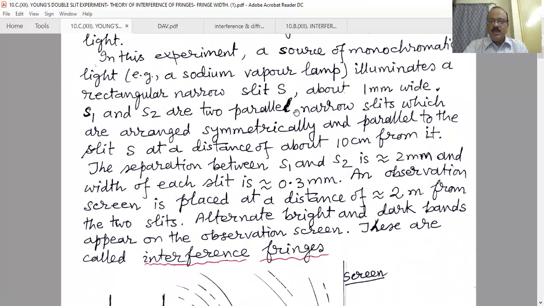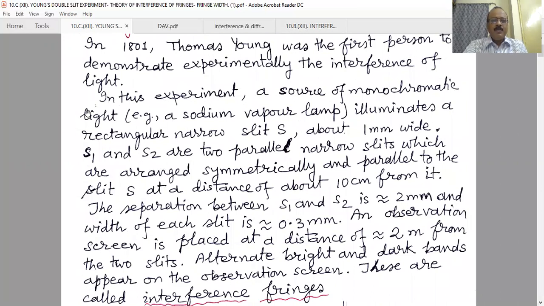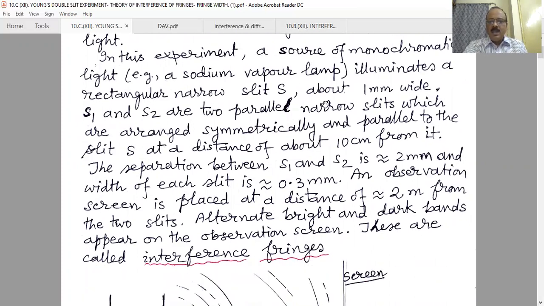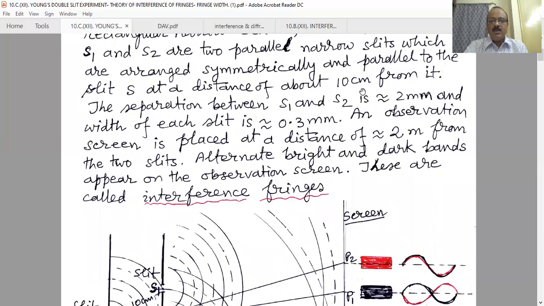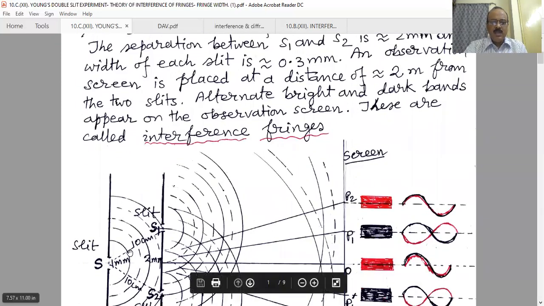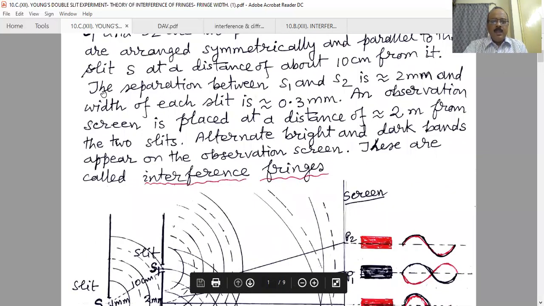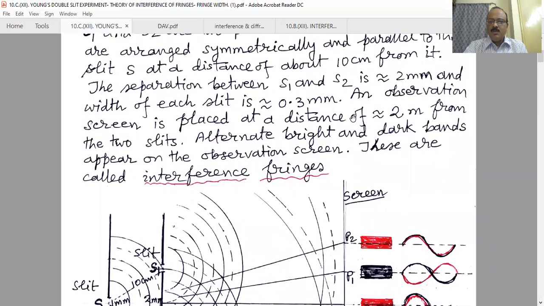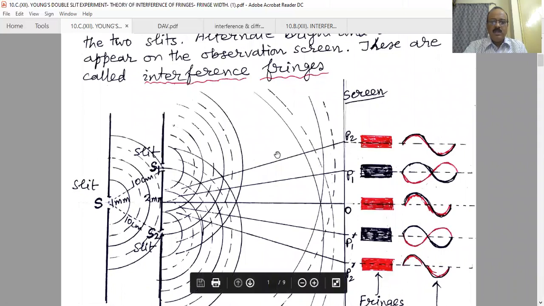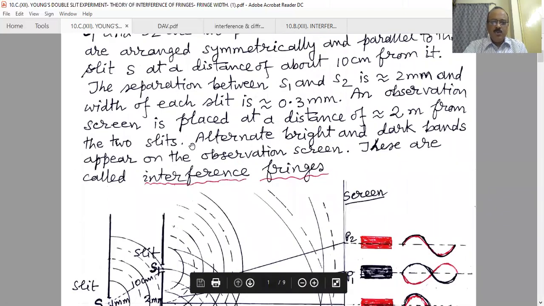Let me describe it again. In this experiment, a source of monochromatic light, for example a sodium vapor lamp, illuminates a rectangular narrow slit S, about 1 millimeter wide. S1 and S2 are two parallel narrow slits arranged symmetrically and parallel to the slit S at a distance of about 10 centimeters from it. That means both are equidistant from the first slit S. The separation between S1 and S2 is about 2 millimeters. That is the distance between the two slits, a very small distance.